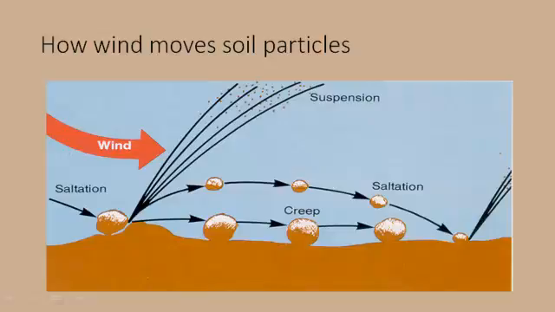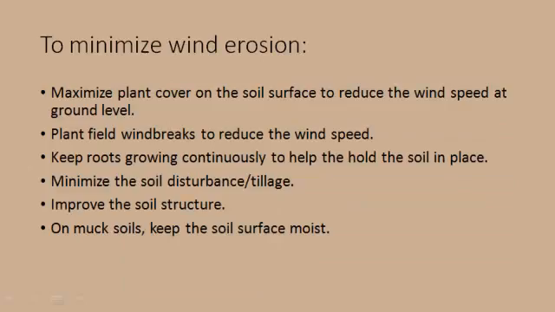Now, to minimize wind erosion, we need to maximize plant cover on the soil surface to reduce the wind speed at the ground level. We also need to get those field windbreaks planted to lower the wind speed further. We need to keep roots growing in the soil so that we don't dislodge the soil material. We need to minimize the soil disturbance in the tillage. We don't want any stale seed beds out there. And we need to improve that soil structure by adding organic matter. And for our muck soils, to keep it from blowing, we need to keep that surface soil moist.